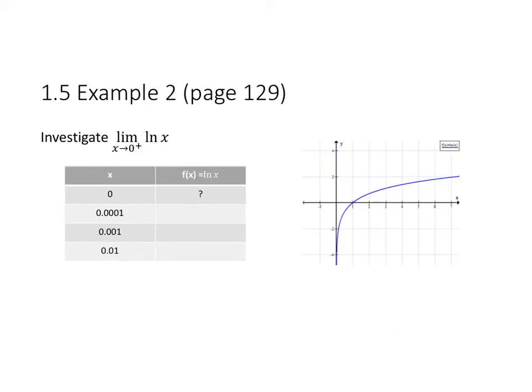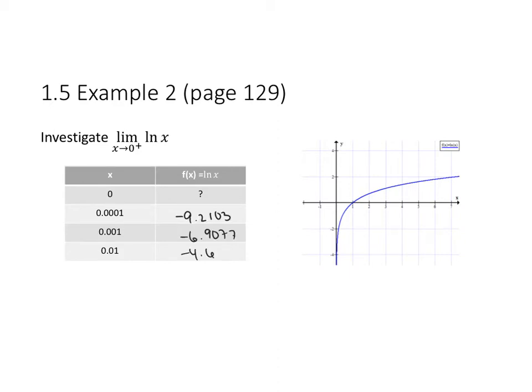In example 2, we're going to look at the limit as x goes to 0 from the right of natural log of x. So we're going to do the same chart method, and then we're also going to look at the graph. So take a minute, please, and do the chart.